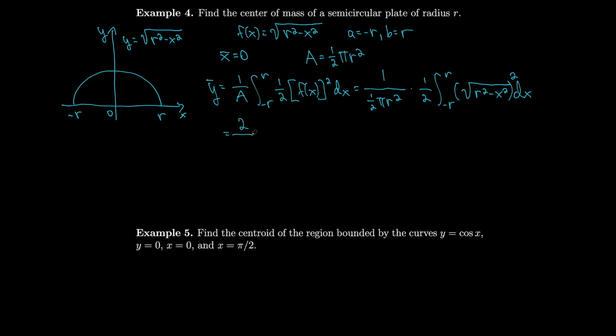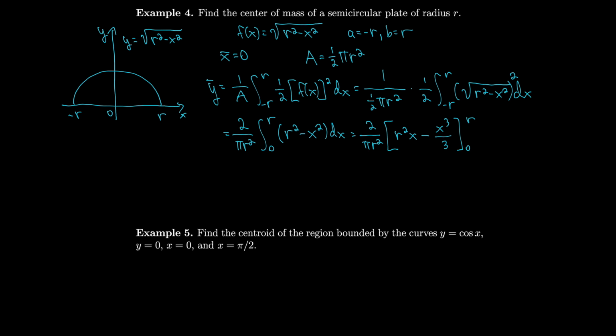So I get 2 over pi r squared times the integral from 0 to r, because this interval from minus r to r is symmetrical, and this is an even function, so I can just go halfway and double it. Make it a little bit easier to evaluate. So that's just 2 over pi r squared times r squared x, because r is constant. Think of it as like 3, and then you get 3x when you take the antiderivative, and then we get x cubed over 3, and we evaluate that from 0 to r.